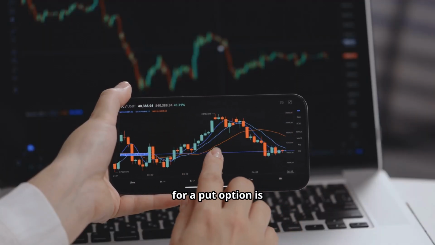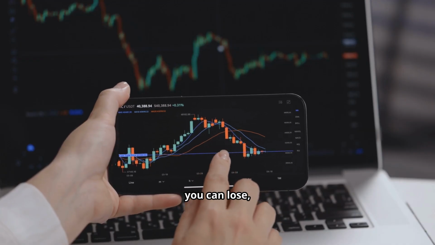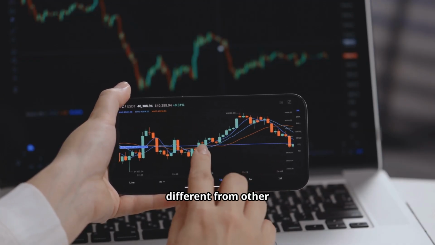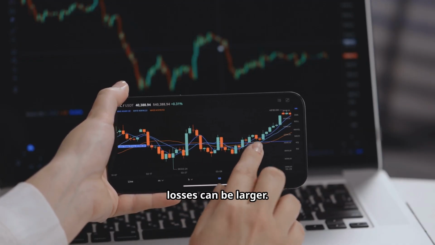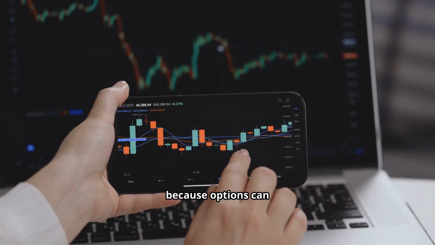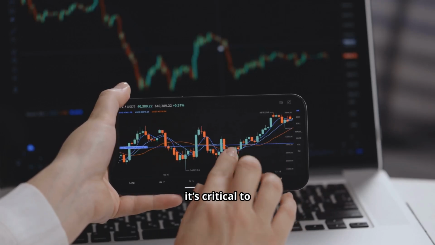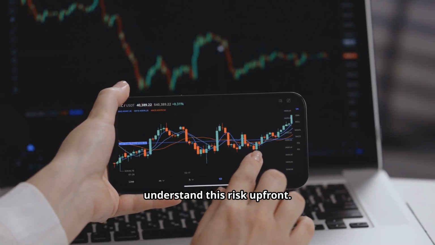Second, consider the importance of risk awareness. The premium you pay for a put option is the maximum amount you can lose, which makes options different from other financial instruments where losses can be larger. However, because options can expire worthless, it's critical to understand this risk up front.